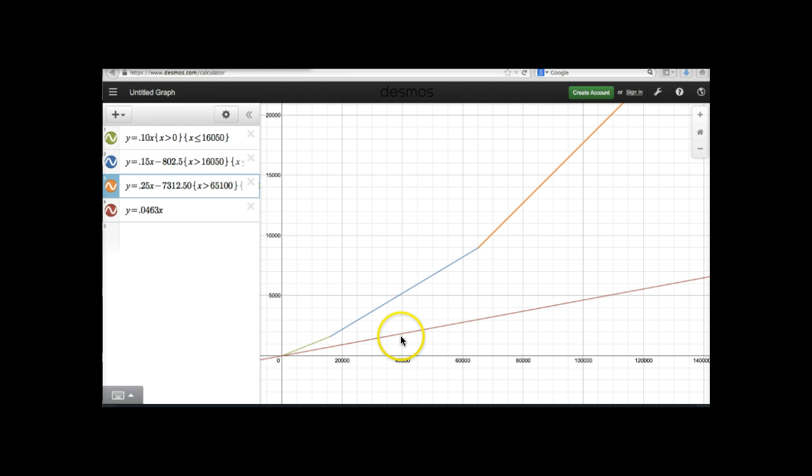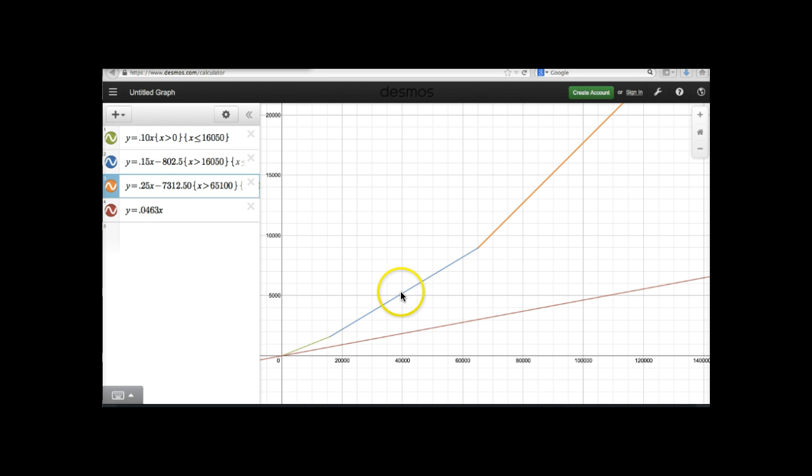So if we went back to that $40,000 amount here, you can see that for Colorado, as we said, we would owe $2,000, but for federal, we would owe over $5,000, maybe $5,200.